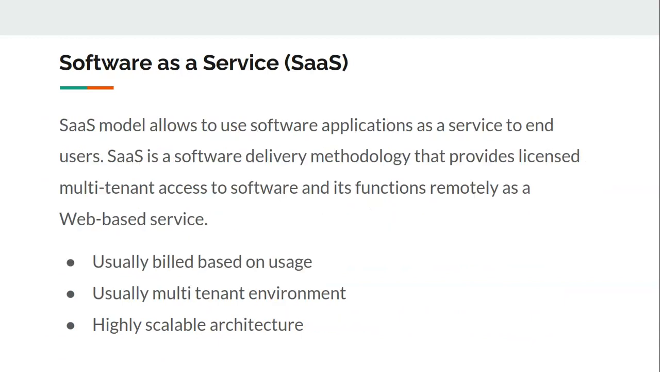So we have the software as a service model, which allows you to use software applications as a service to end users. So software as a service is a software delivery methodology that provides licensed multi-tenant access to software and its functions remotely as a web-based service. So here, let's start with the first statement, allows to use software applications as a service. So an example is email, right?